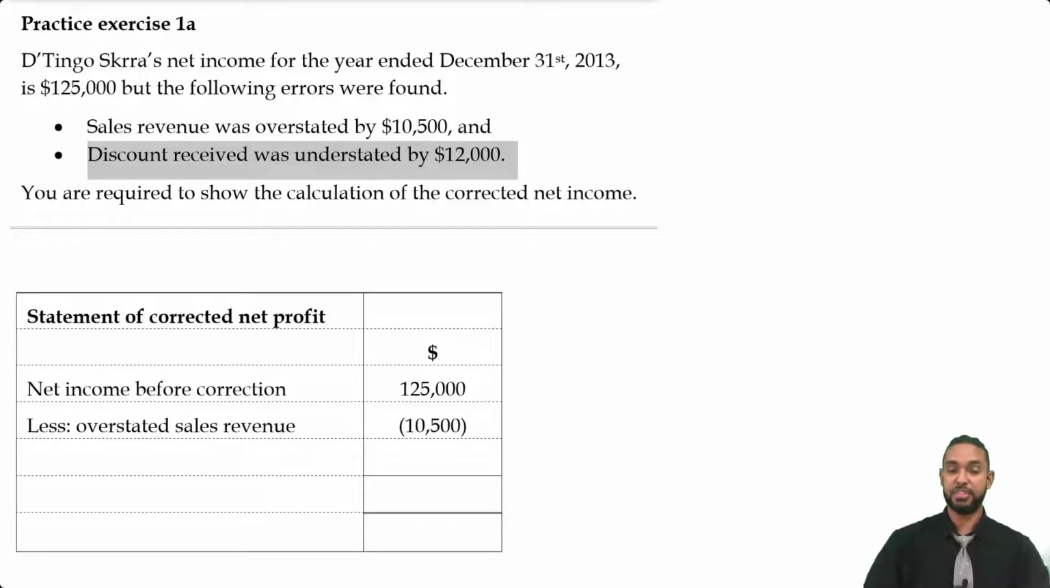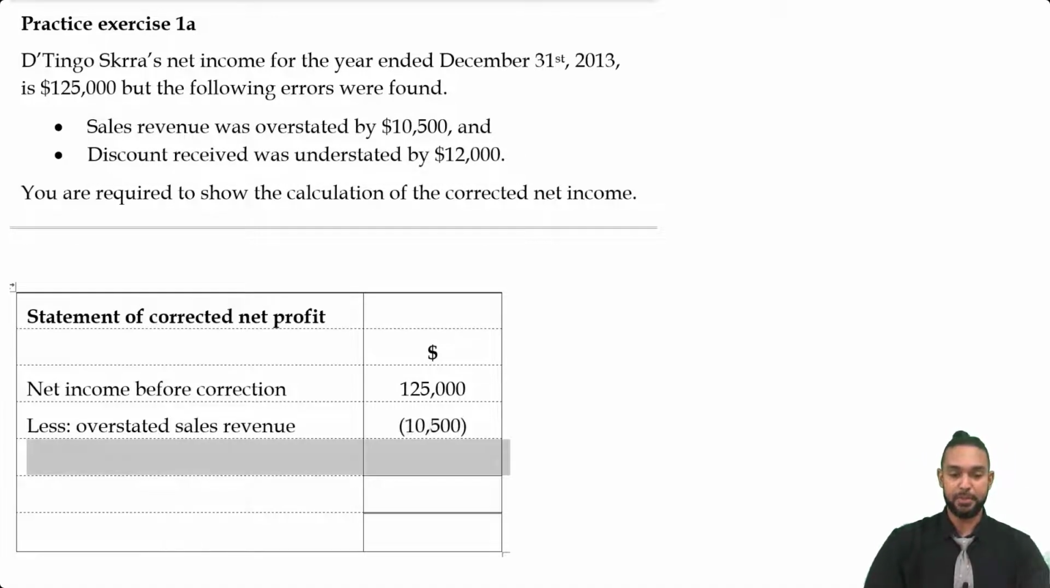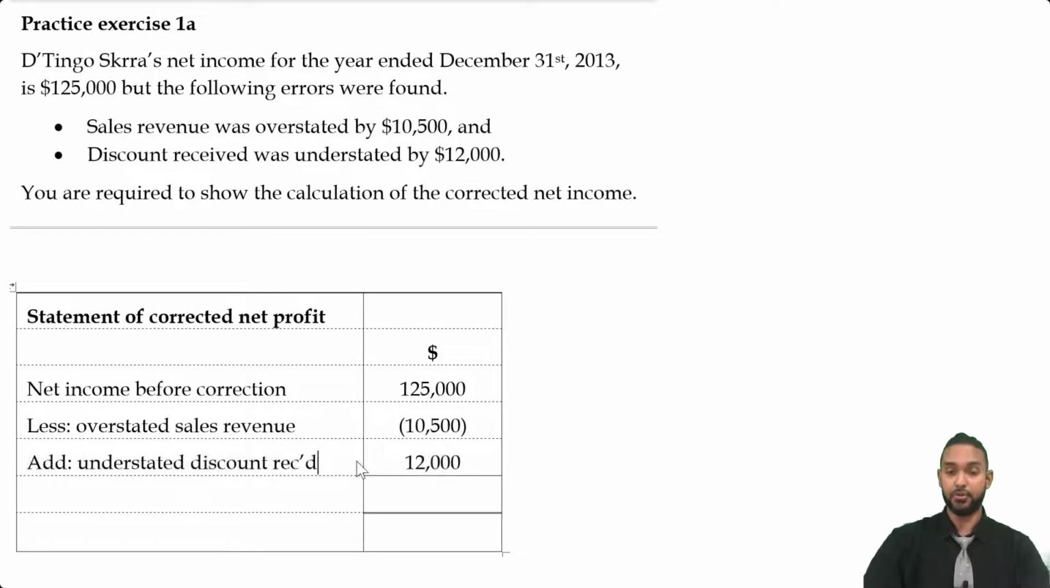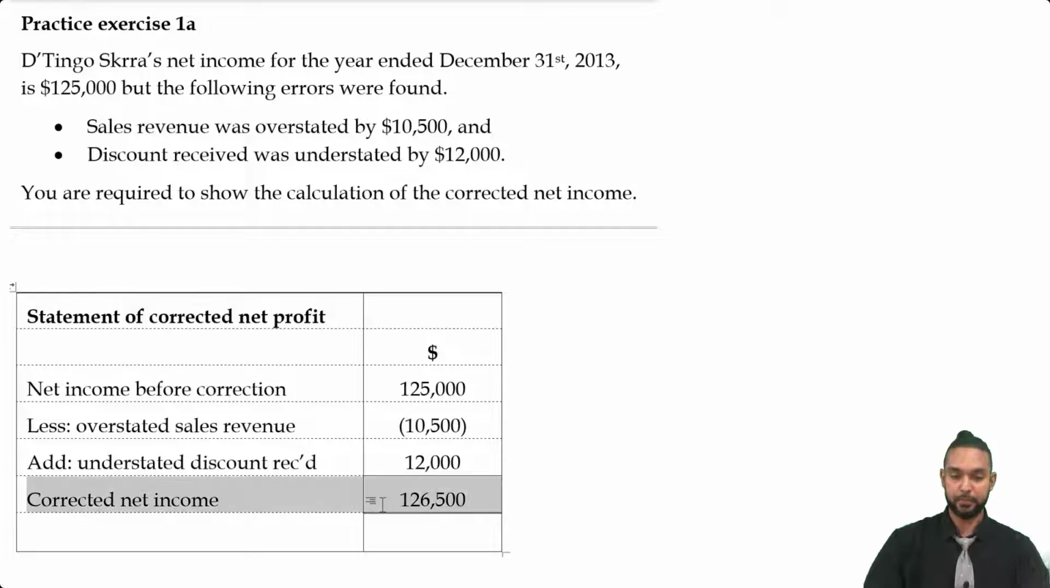Similarly, discount received, which is a revenue item, was understated by $12,000. Now, how do we fix that? What does understated mean? That means it's too low. To fix that, we have to increase it. And when we increase revenue, profit is going to increase along with it. So in the statement down here, we're going to have to add the understated amount for discount received. And when you do your arithmetic, you're going to end up with the corrected net income.